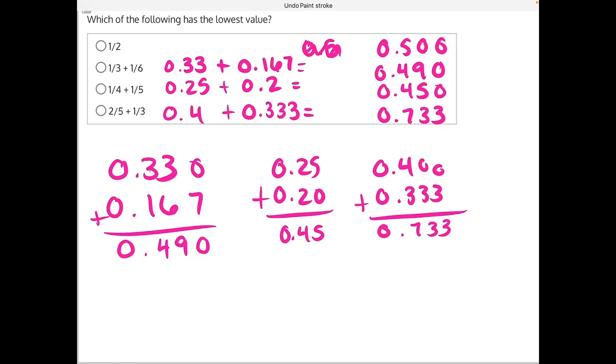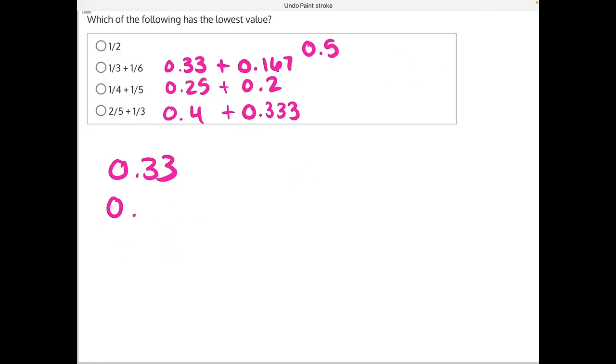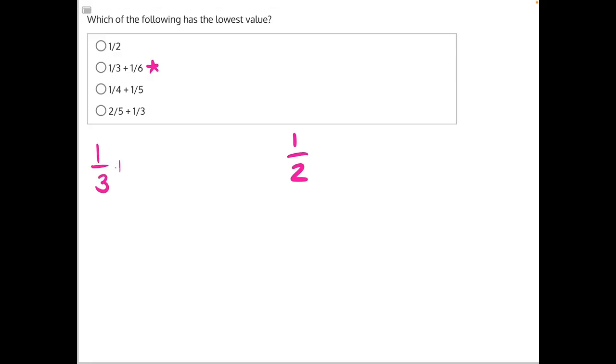Now, if you don't have all of those decimal conversions memorized, you can do all of this with just fractions. And what I would recommend you do is use that first answer choice. Use 1/2 as your anchor. You're comparing everything else to 1/2. So for answer choice B, 1/3 plus 1/6, we should convert that 1/3 to have a denominator of 6 so that then we can add them both together.